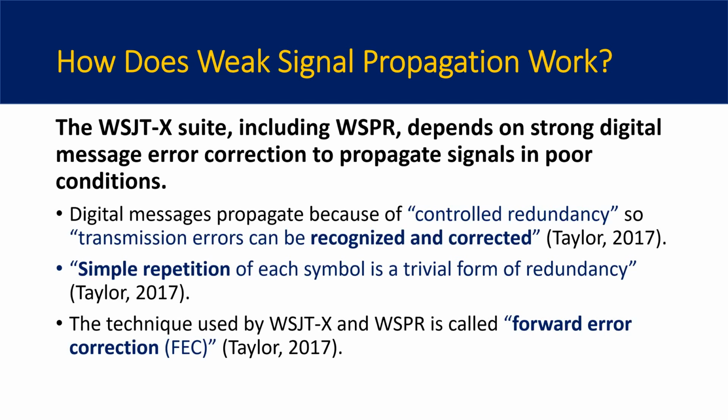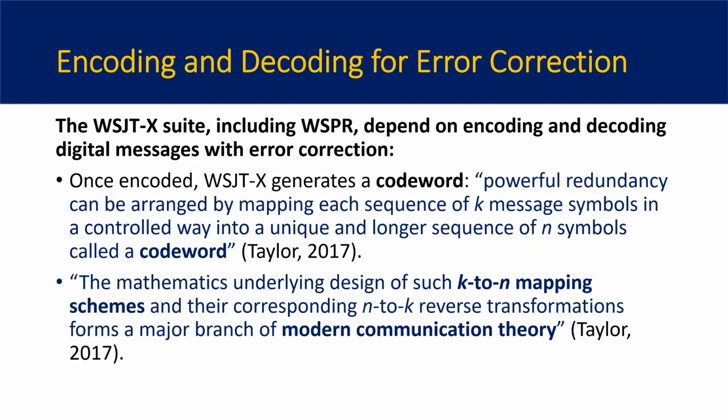The simplest way this is done is by simply repeating each symbol in a message. That's the simplest and most trivial form of redundancy. So you just send the same message several times and you compare it and see if any particular messages have missing bits or incorrect bits compared to all the others. But the method that's used by WSJT-X and WSPR in particular is called forward error correction, which is a very particular type of algorithm.